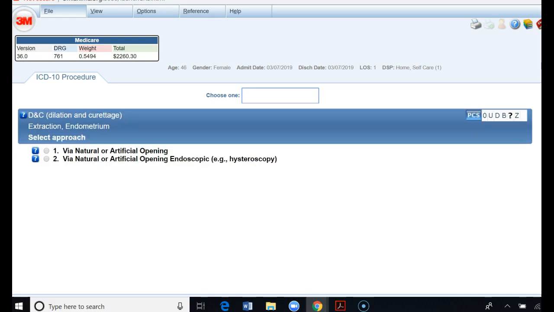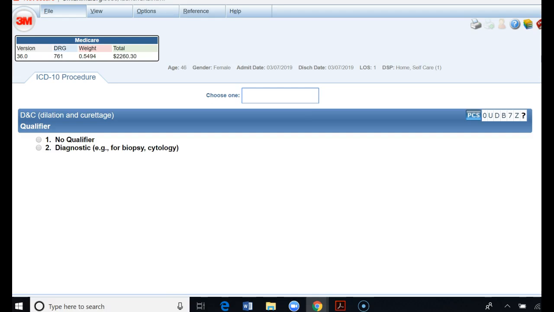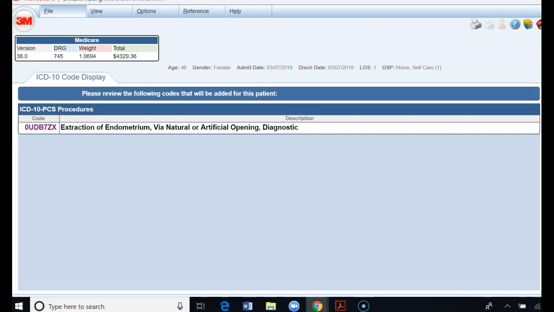And again, if the hysteroscopy was used for the D and C, I would be coding two here, but it wasn't because it said and. So it's separating the two procedures out. So we're going to pick one. And they send this tissue to have it looked at. So we're going to pick diagnostic. And there is our second code. So we're going to hit continue.